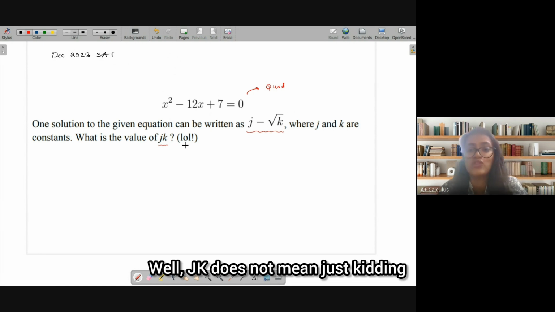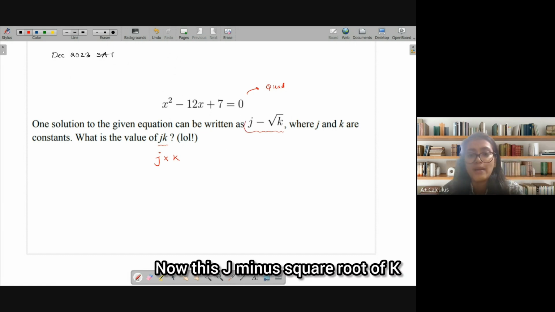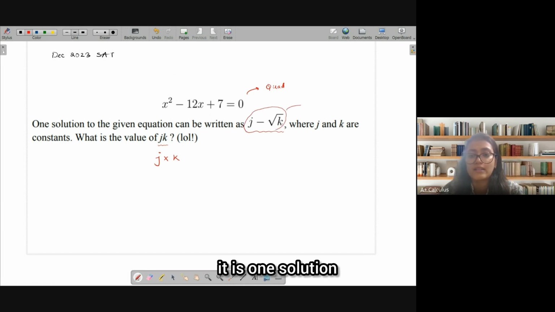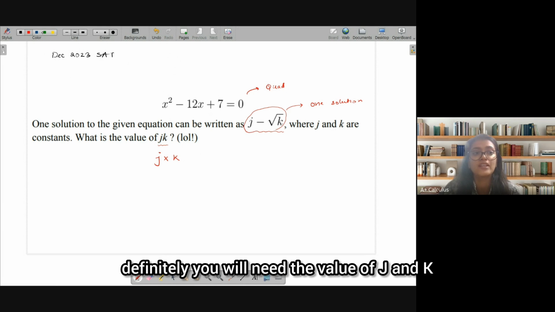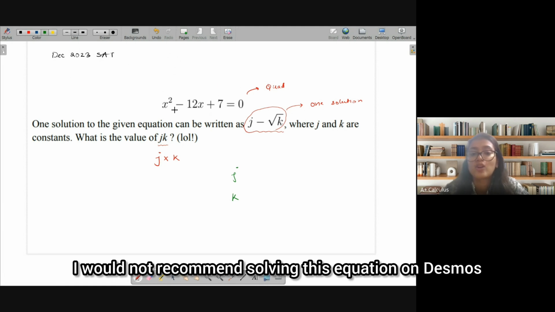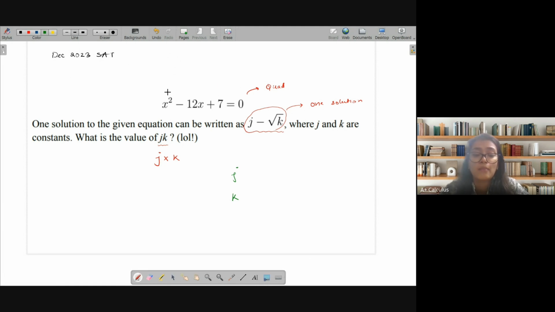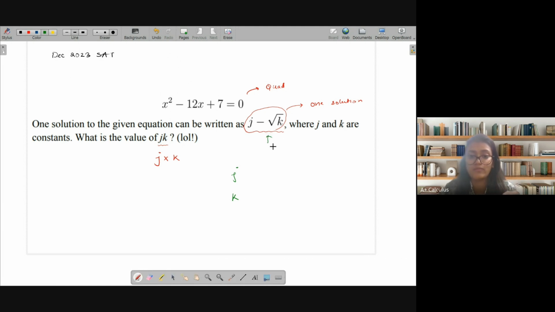Well, jk does not mean just kidding. jk means we have to find the product of j and k. Now this j minus square root of k is one solution. If you want to find the value of j times k, definitely you will need the values of j and k. And I would not recommend solving this equation on Desmos, because if you try to solve it on Desmos, you will get decimal answers. And converting those decimals to this form would be really difficult.